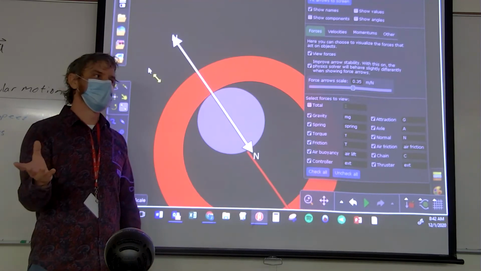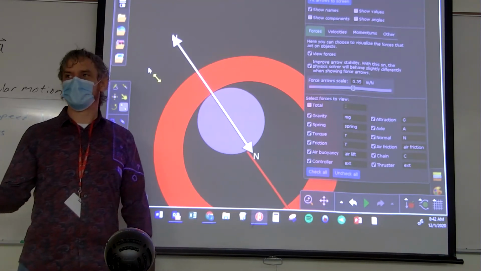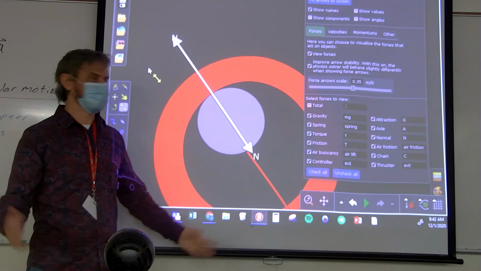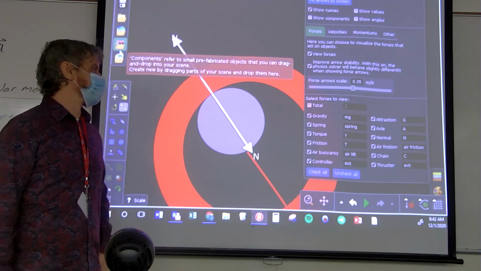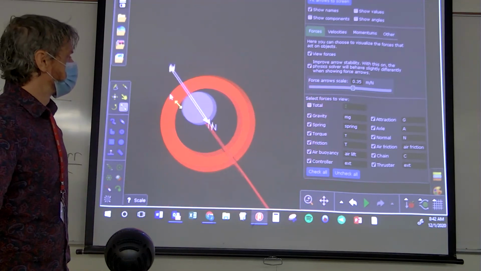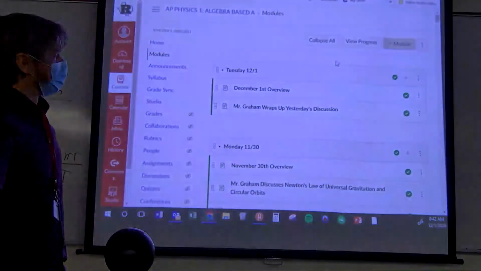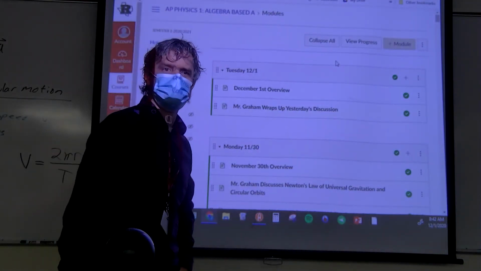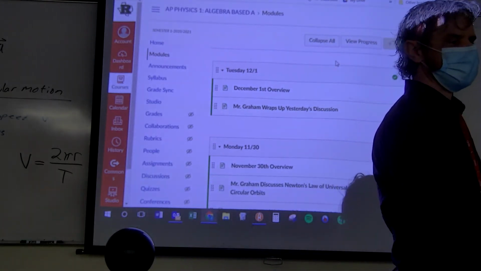Centripetal is center seeking, centrifugal is center fleeing, right? That's why it's not real. Okay. That's just a conceptual idea you want to understand on the AP exam that is brought up fairly often, so just keep that in mind. All right? Any questions about any of that? That's my spiel for today, so you can have the rest of the period to work on your quest assignment.